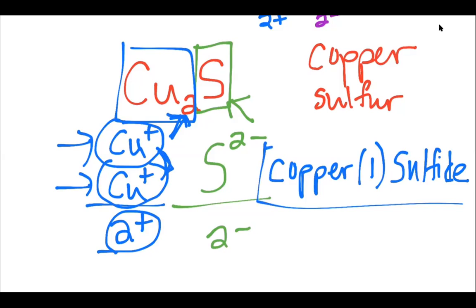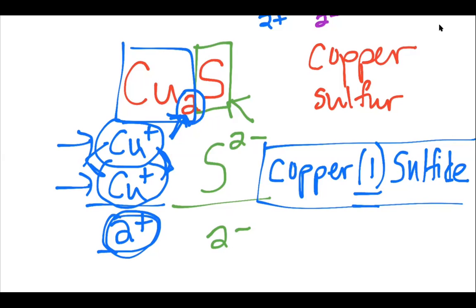That's why I wanted to show you this one, because I wanted you to be careful. If there's a subscript on your metal, that means you have more than one of them, and you have to divide this positive charge between them. Since there was +2, and there were 2 coppers, each one of them was a +1, which is why we used the Roman numeral 1 in the name.